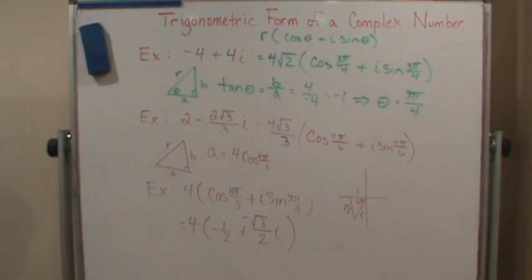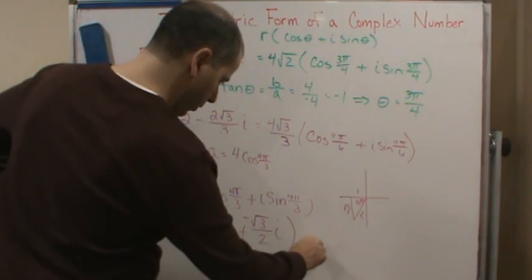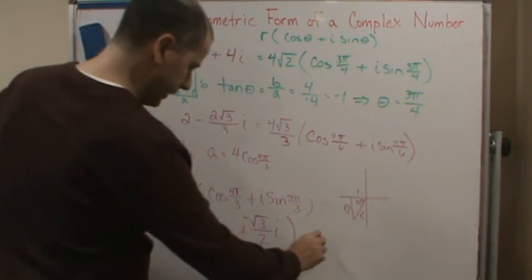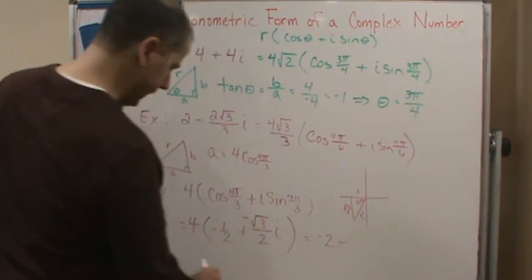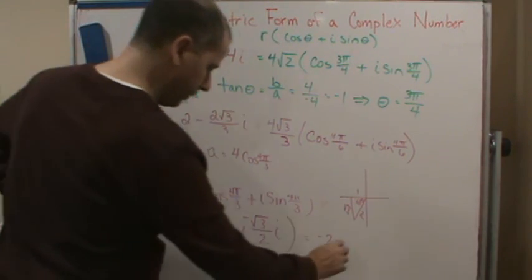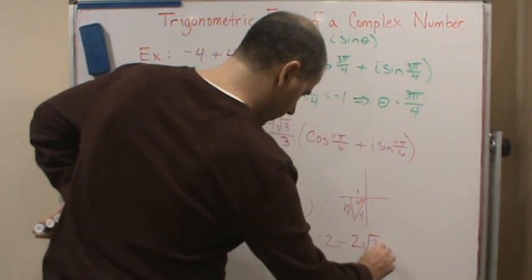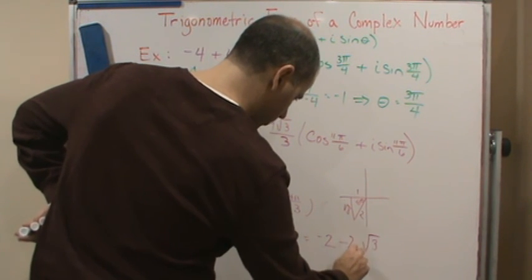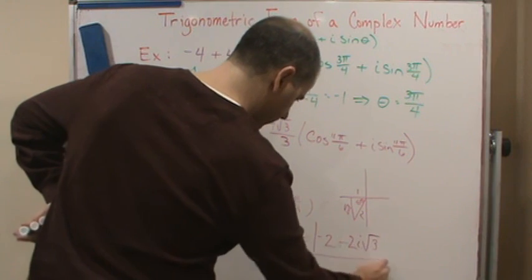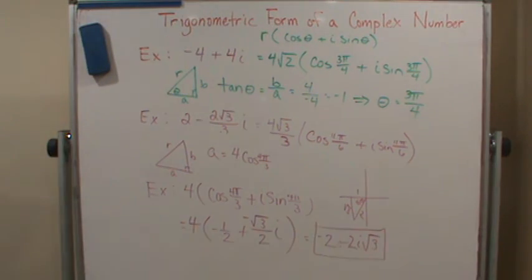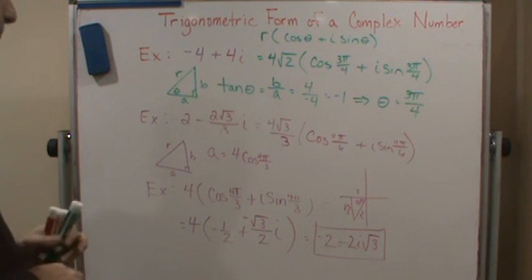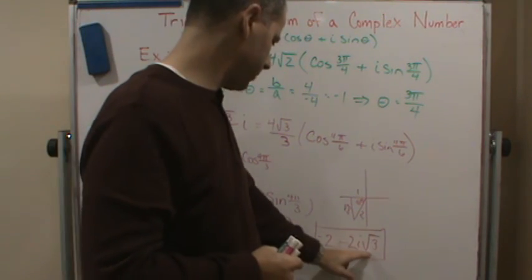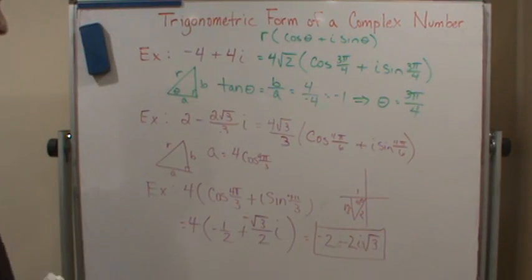Okay, so now just distribute through. If I distribute through, this is going to be 4 times negative a half, so that's going to be negative 2. Minus 4 times, again, I'm going to get the same thing, so I'm going to get a minus 2 root 3. And this time I'm going to put the i in front of the root. So it's going to be 2i root 3. Or if you want to put 2 times the square root of 3i, that's fine too. But that's it. That's in standard form.